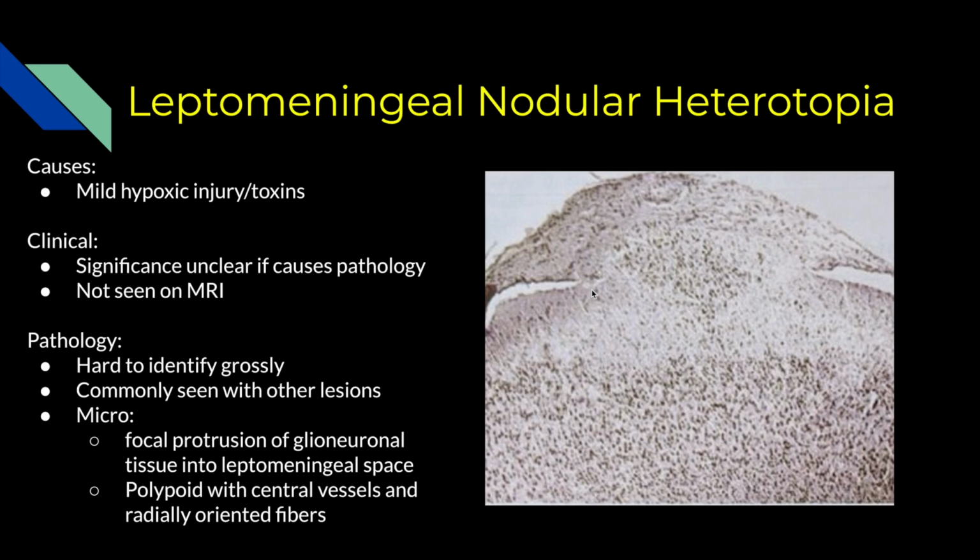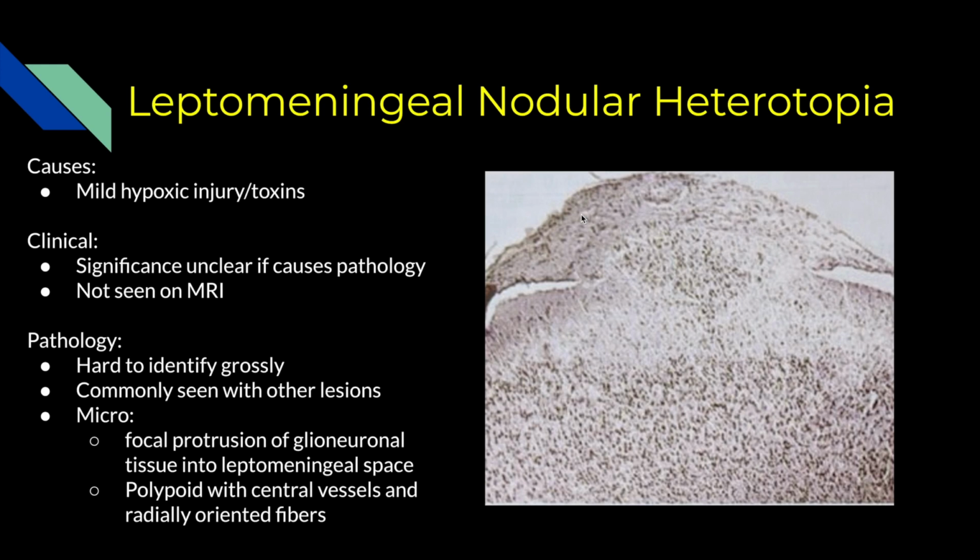So leptomeningeal nodular heterotopia, this is a kind of milder form of this disease where you have just these kind of focal protrusions of glial neural tissue that appear to have migrated beyond the boundary of the molecular layer and the leptomeningeal space. And it's unclear. These are poorly characterized, in my opinion. Can be caused by focal hypoxic or toxic injuries. Their significance is unclear because they're hard to see on MRI.